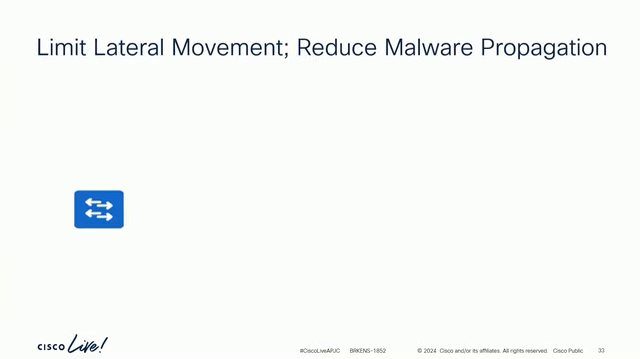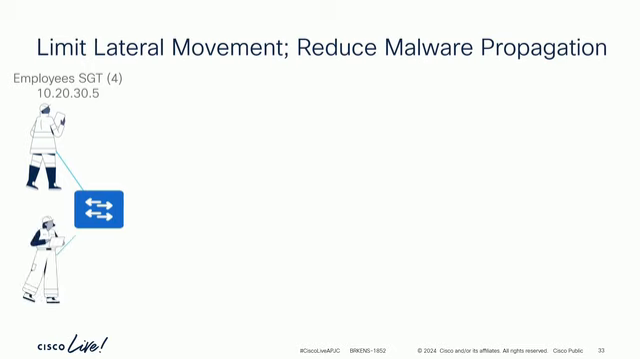A great use case. Lots of customers ask about this. How do we reduce lateral movement, malware propagation, particularly if we've got lots of things in the same group? So as an example, we've got this user connecting to the network. The customer hasn't yet been more granular, but it's going to assign an SGT to all employees because they have all the same security need. Another user comes in, connects, and they get assigned the employee's SGT as well.